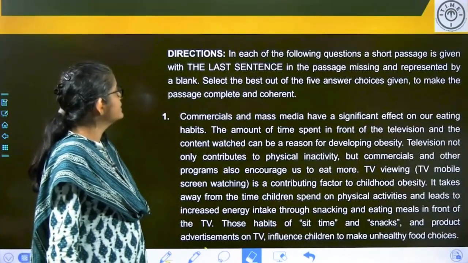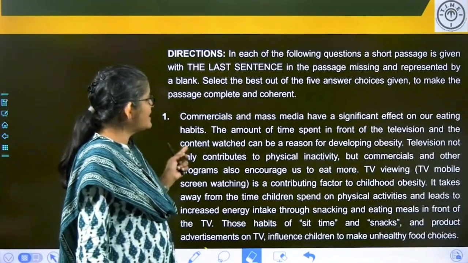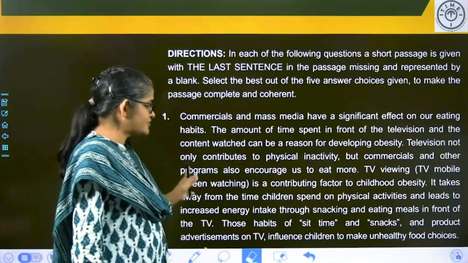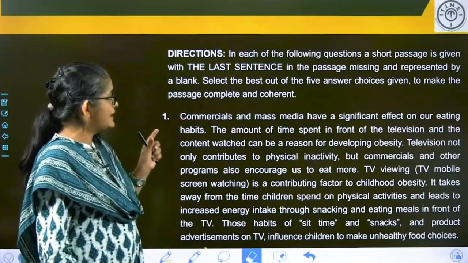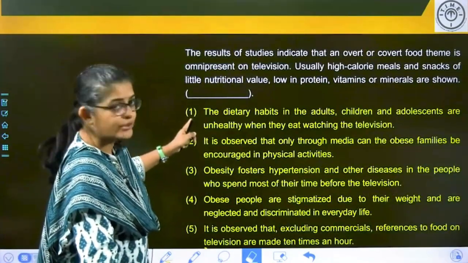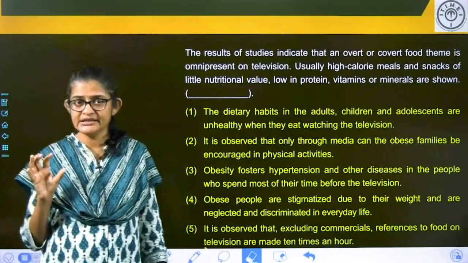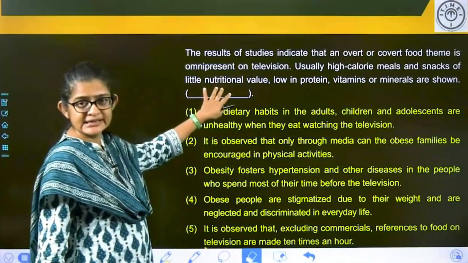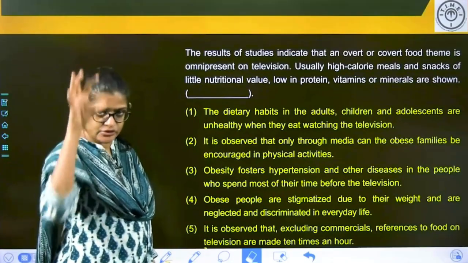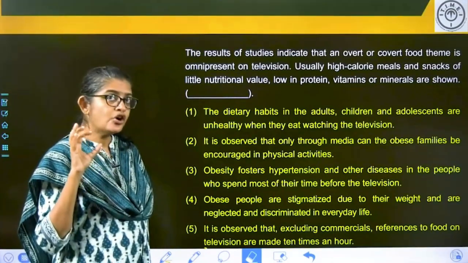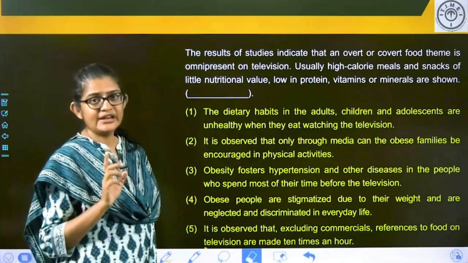Here, in each of the following questions, a short passage is given with the last sentence in the passage missing. So, the first question is where the blank will be at the end. Okay. The blank is at the end. Now, here when the blank is at the end, the right answer, that sentence has to flow from the previous sentence obviously to maintain the idea flow, but it also has to give a sense of closure or completion to the passage. That is very important.